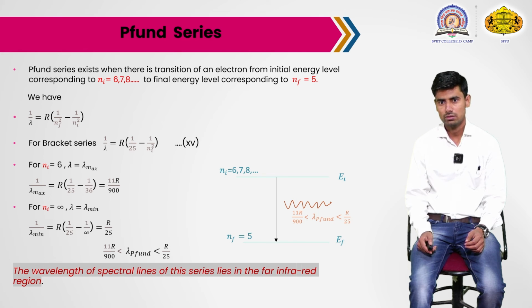To find the minimum wavelength of the Pfund series, we have to substitute Ni equals infinity. For that, I will get 1 by lambda minimum equals R by 25. So this Pfund series lies in the infrared region of the electromagnetic radiation, and its wave number lies between 11R by 900 and R by 25. So these are the five series which arise in the hydrogen atom spectrum due to the transition of the electron. And these are the theoretical results for the wavelength of the various series and series limits of the various series.